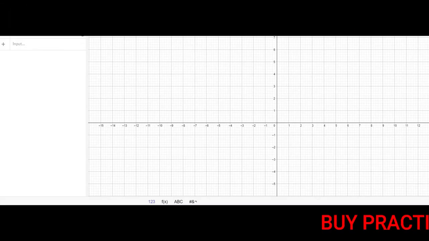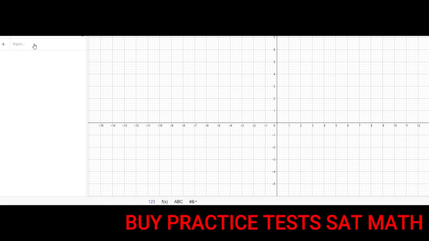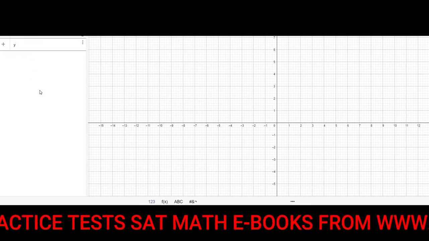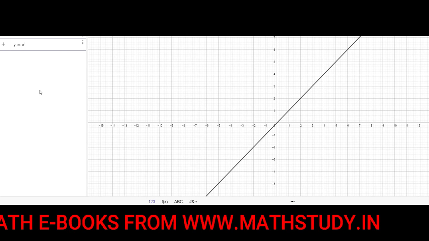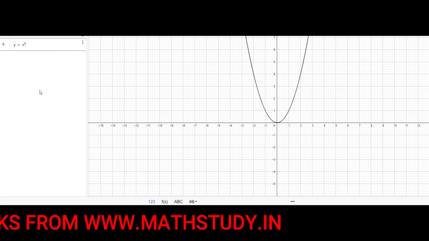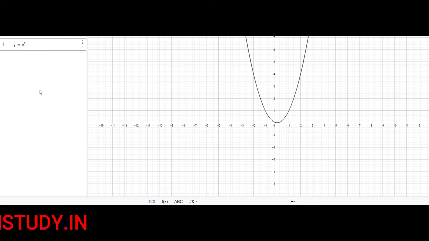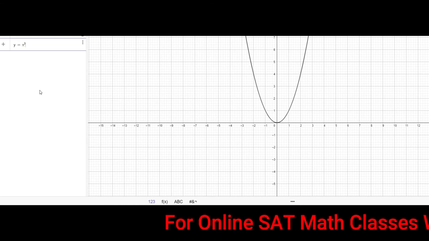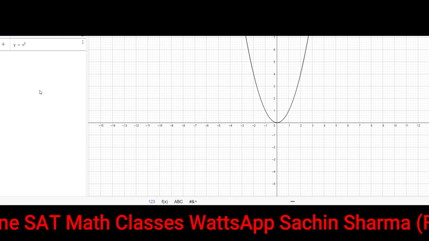So students, this is our application, and let us try to draw some graphs here first. Let us draw y equals x raised to the power 2. So this is y is equal to x square. Here we can see that this graph has basically 2 roots, but both the roots are the same. So let us try to input some more values so that we get 2 different roots. Let us put x square minus 4.